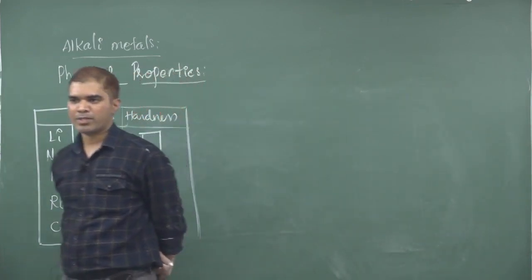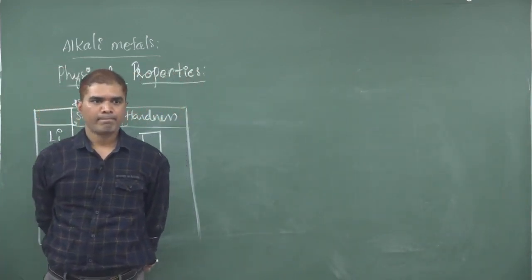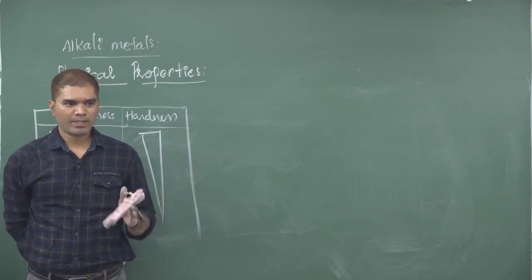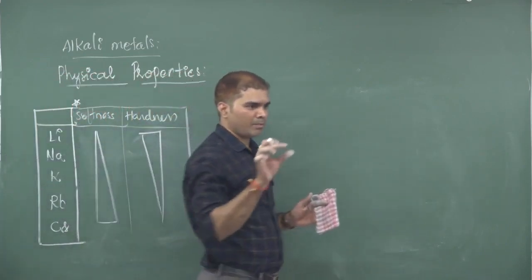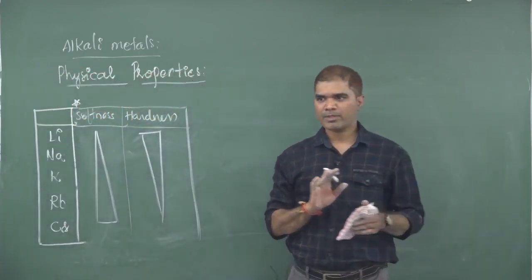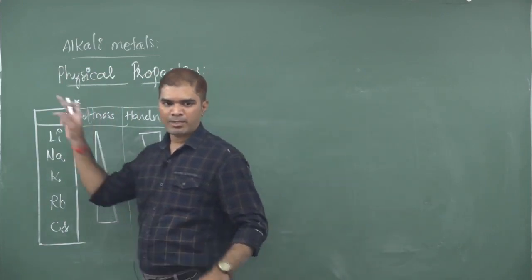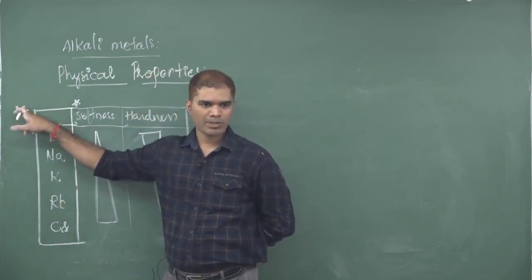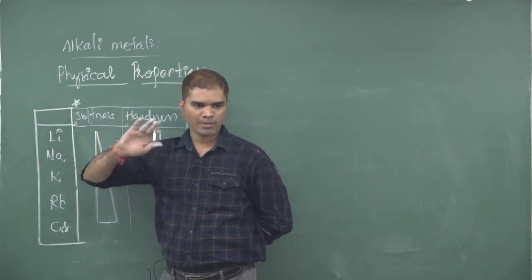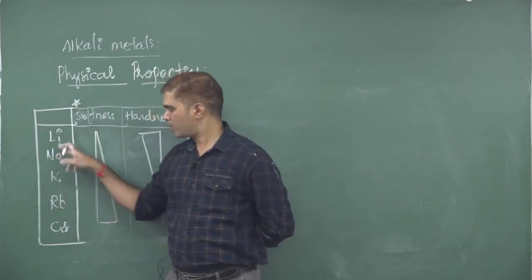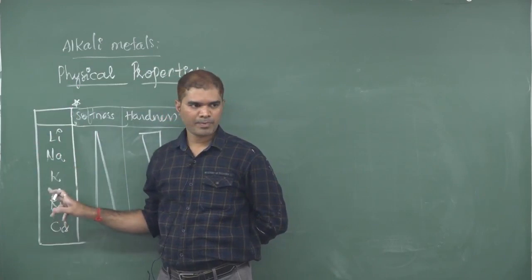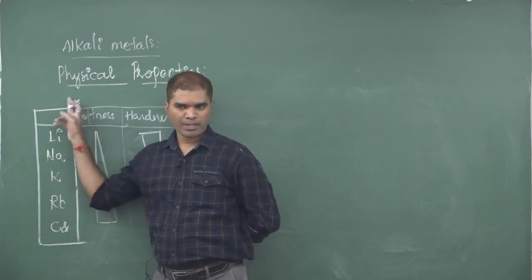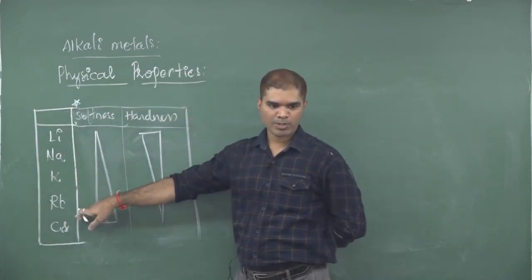How many of you have cut sodium? At your PG level, most of you might have cut sodium. If I give you the same iron piece, can you cut it? Because iron is hard, but these metals are soft. All these 1A group metals are so soft that you can cut them with a knife. And within this, softness is highest for cesium. All metals are soft, and within this, cesium is much softer.